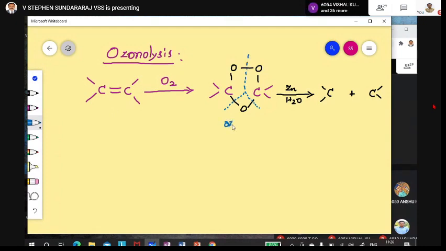The addition product is called ozonide. And this will break like this. So that means here this carbon is losing one valency. This oxygen is also losing one valency. Break, you see the valency. So this carbon and this oxygen will make a double bond.